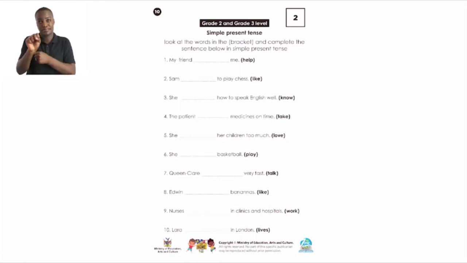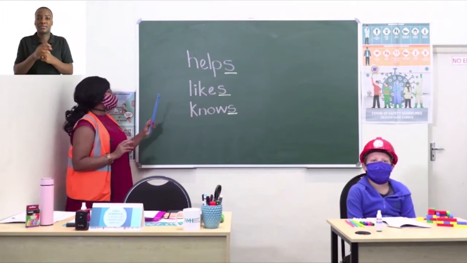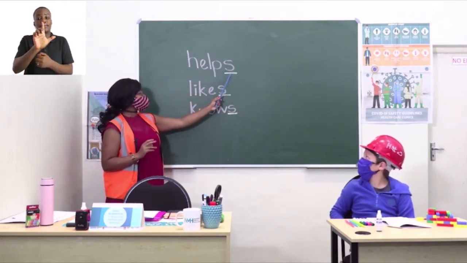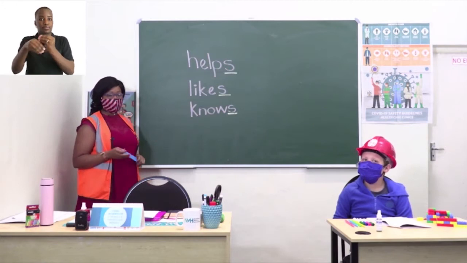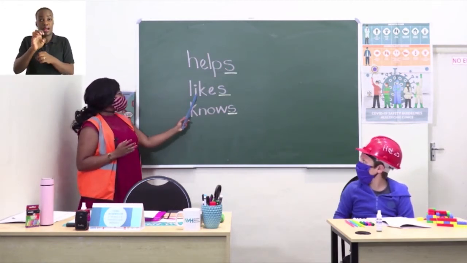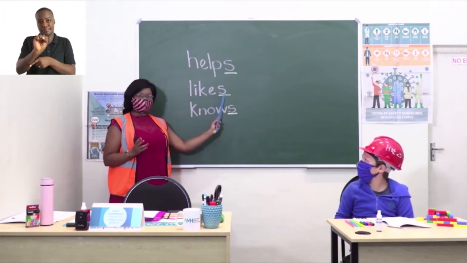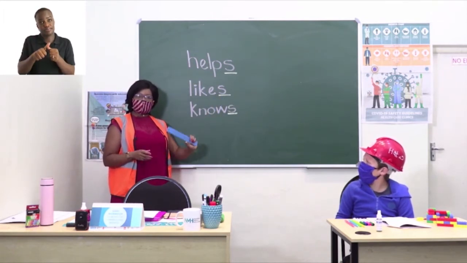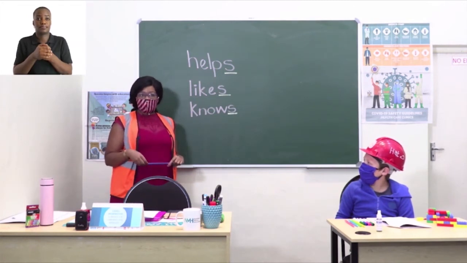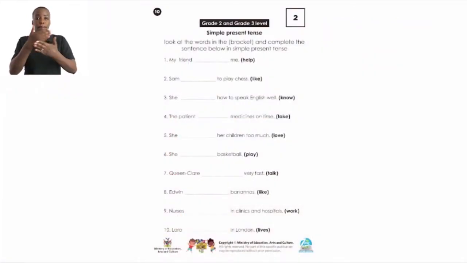Let's take a look at number 2. Number 2 reads, Sam dash to play chess. Now, if we look back on the board, we said that the word help changes to helps. And the same rule applies to the word like. Like changes to likes. And that becomes our simple present tense word. And if we look back into our booklet, we are going to see that it will say, Sam likes to play chess. I'd like you to please write the word likes.